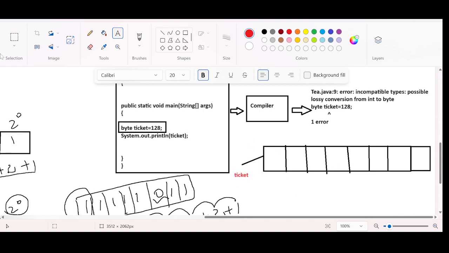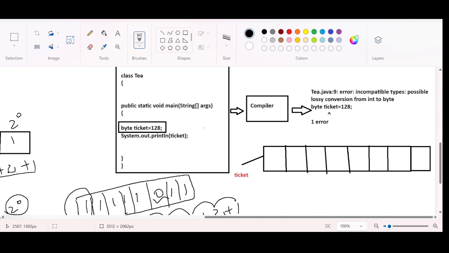Now what happens internally? This decimal number 128 needs to be converted to the equivalent binary number. So let us do the conversion. 128 is a positive number. It means the leftmost bit will be 0, because 128 is a positive number. The leftmost bit is used to represent the sign, and 0 represents the positive sign. So 0 will be added here.